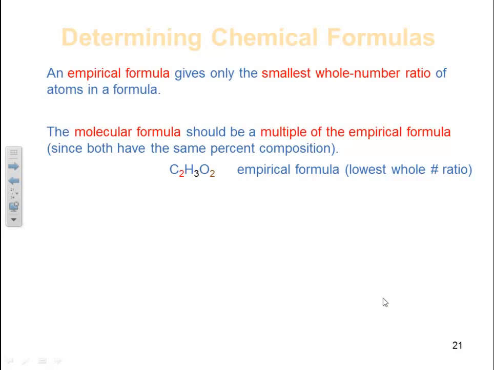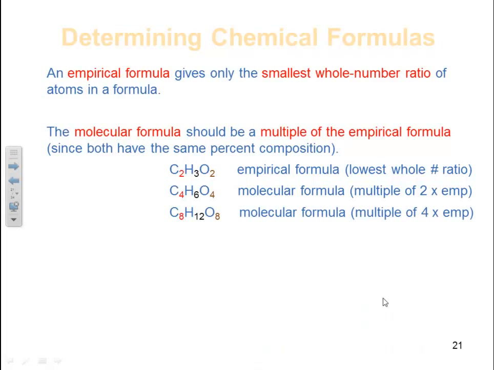So if I have an empirical formula, say C2H3O2, those numbers have to be the lowest whole number ratio. Basically, they cannot be divisible by any number. We've got odds and evens here, so it's not. If I had something like C4H6O4, you can see that's divisible by 2. So that's not an empirical formula. That's a molecular formula. So that's twice the empirical formula above.